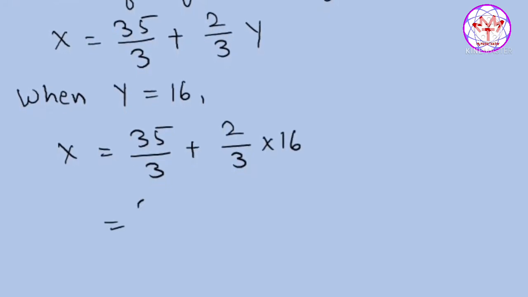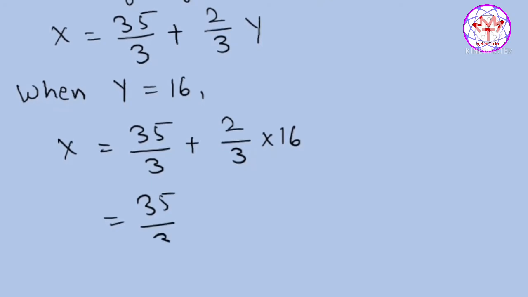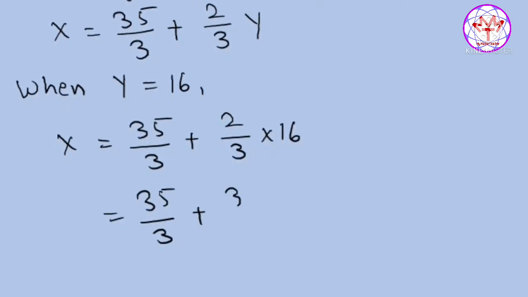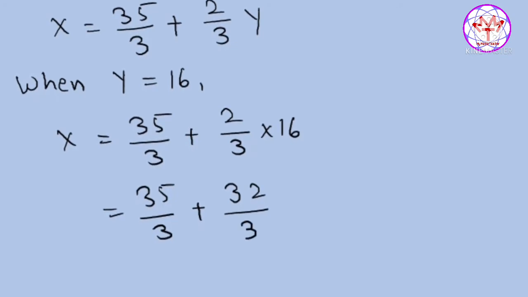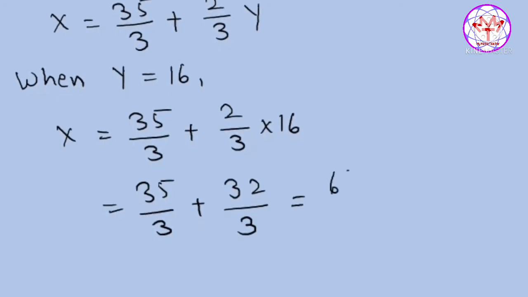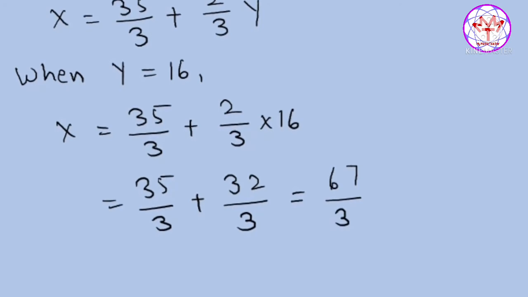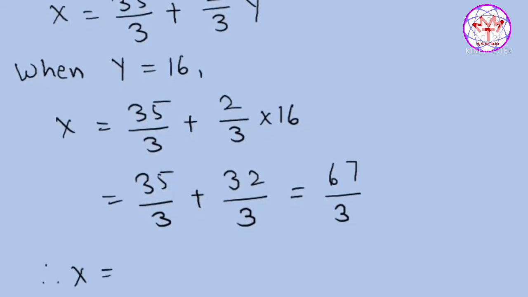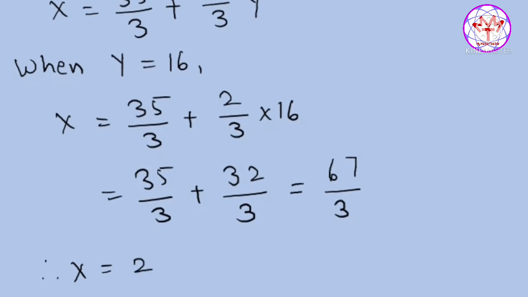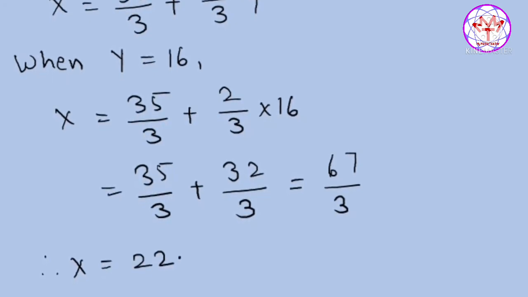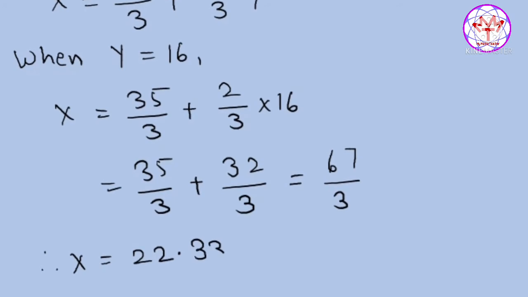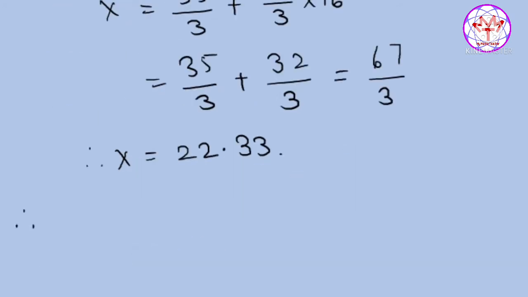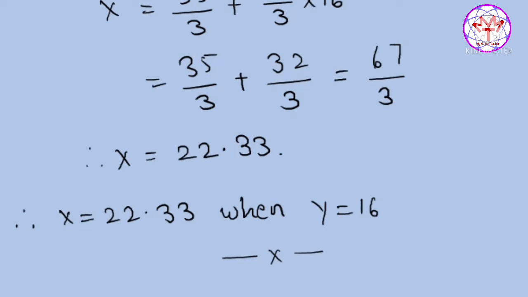That is equal to 35 upon 3 plus 16 twos are 32. So 32 upon 3. So that comes to 67 upon 3. Therefore, x is equal to 22.33. So therefore, x is equal to 22.33 when y is equal to 16. This completes your second sub question. Let's start with question number 8.